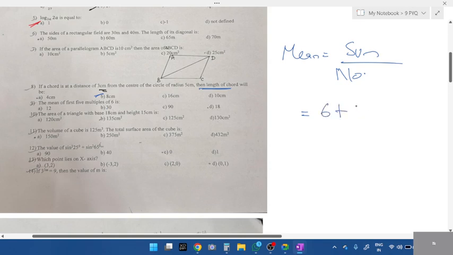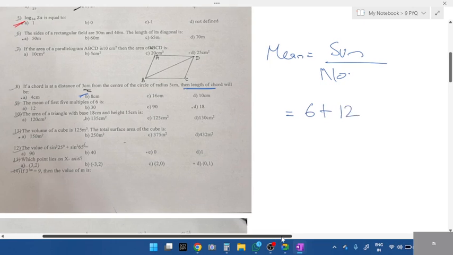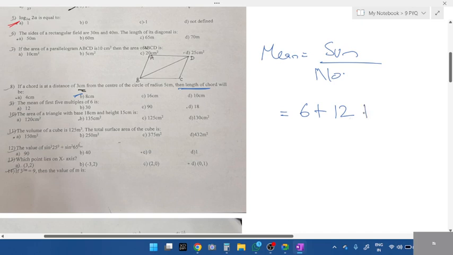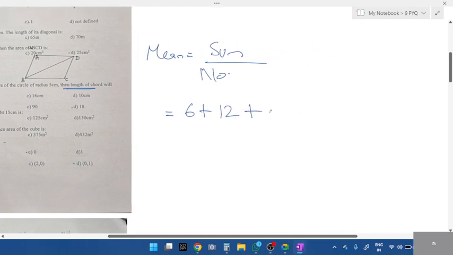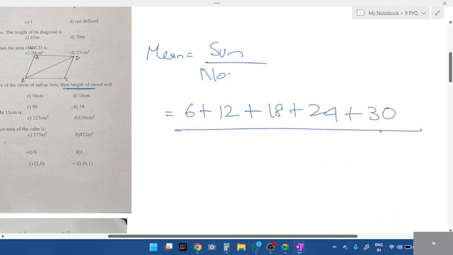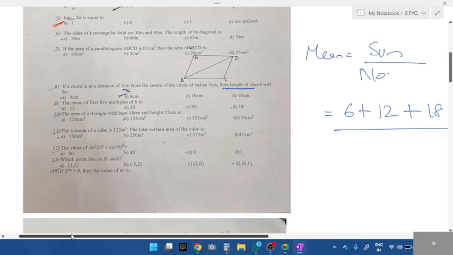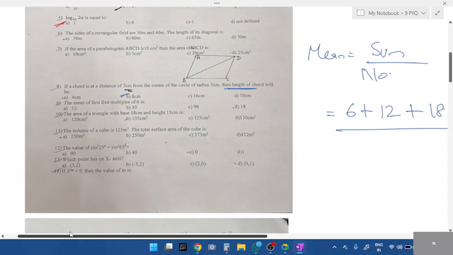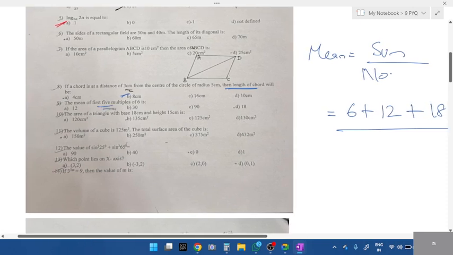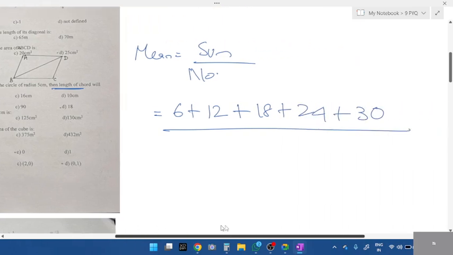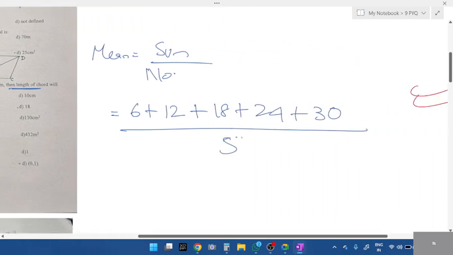6 plus, tell all the 6 times table, students. 6 plus 12 plus 18, 24, 30. Divide, that's it. 5 numbers are there. First 5 or 6 numbers? First 5. Can you see first 5 multiples of 6? So don't get confused. First 5 multiples in the sense first 5 numbers, divided by 5. Complete this. Tell me the answer.